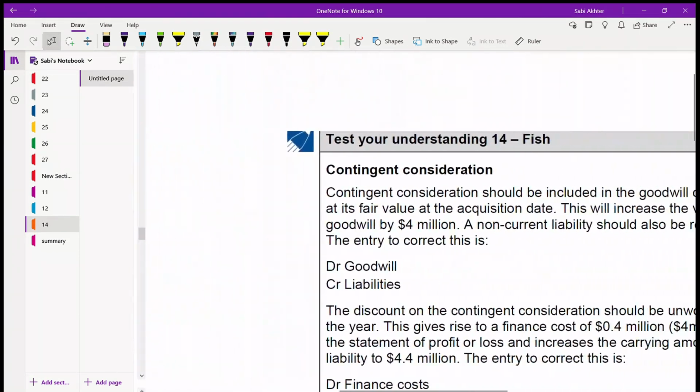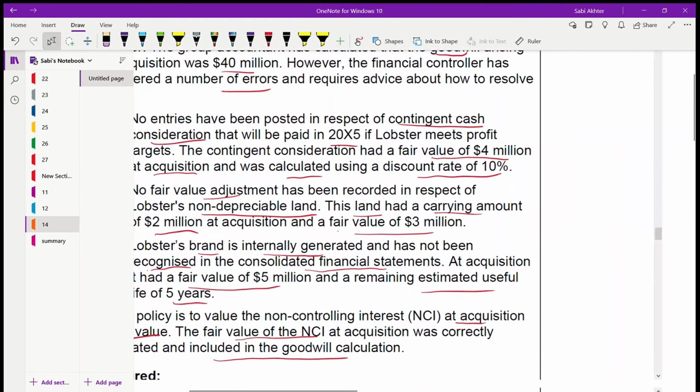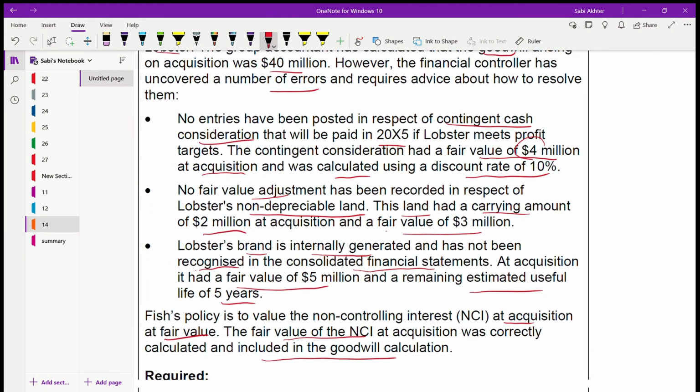Okay, so let us go first one. Contingent consideration. Where should this go? You should include this in the goodwill calculation. At what fair value? When you are adding this, it will increase the value of the goodwill by 4 million. How by 4 million? Because the consideration had a fair value of 4 million.